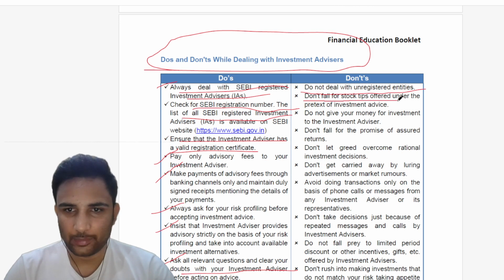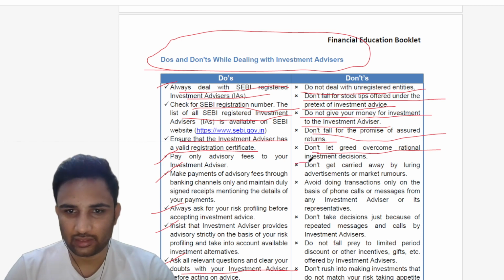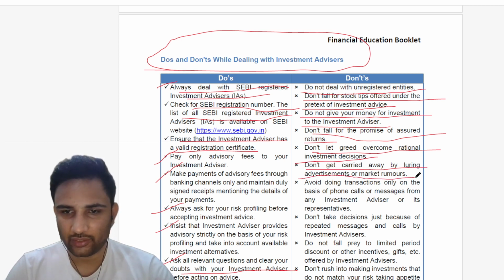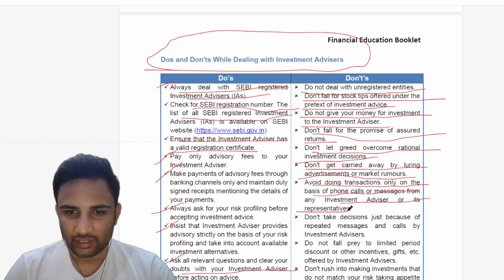Don't fall for stock tips offered under the pretext of investment advice. Do not give your money for investment to the investment advisor. Don't fall for the promise of assured returns. Don't let greed overcome rational investment decisions. Don't get carried away by luring advertisements or market rumors. Avoid doing transactions only on the basis of phone calls or messages from any investment advisor or its representatives.